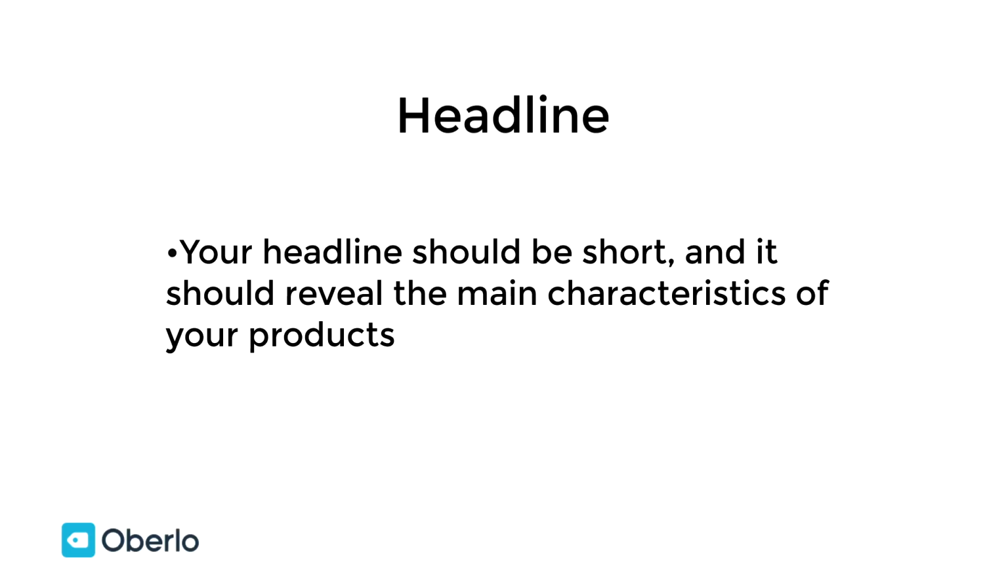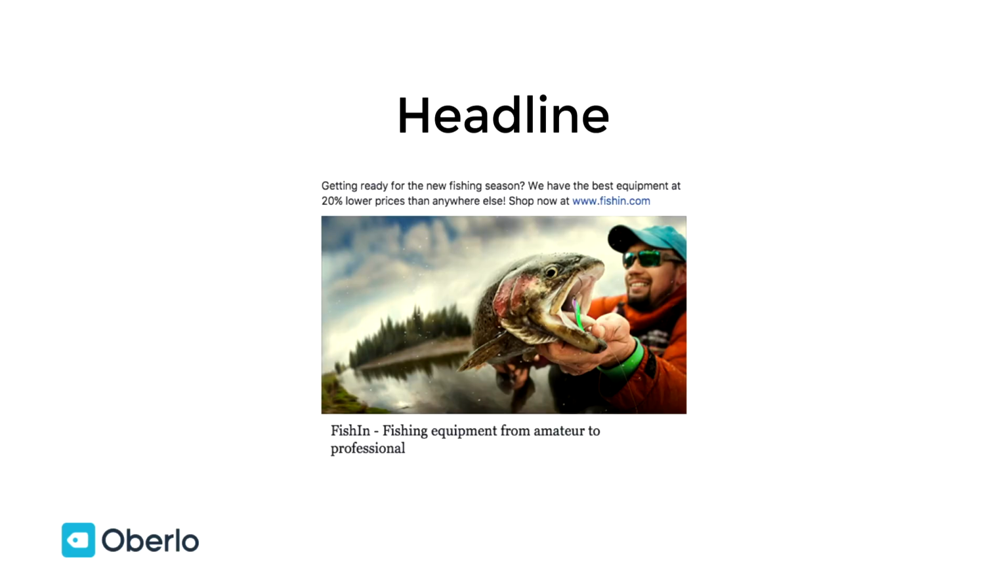Your headline should be short, and it should reveal the main characteristics about your product. If your primary selling point is the price, use it in your headline to emphasize how reasonably priced it is. Don't use more than one selling point here because the headline will be too long and you'll confuse your potential customers with too much information, which could come off as too pushy. For example, fishing equipment from amateur to professional.